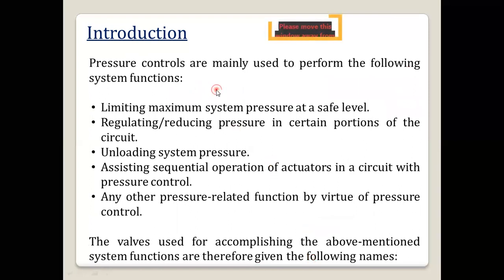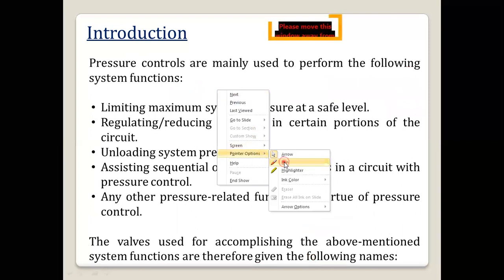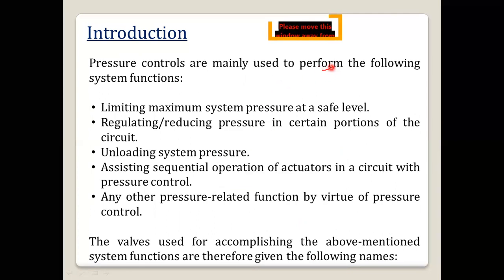Pressure control valves are mainly used to perform the following functions. The main function is limiting the maximum system pressure at a safe level. The pressure control valve limits the maximum pressure which is passed to the hydraulic system, for the safety of the hydraulic system. So the main purpose of the pressure control valve is the safety of the system.